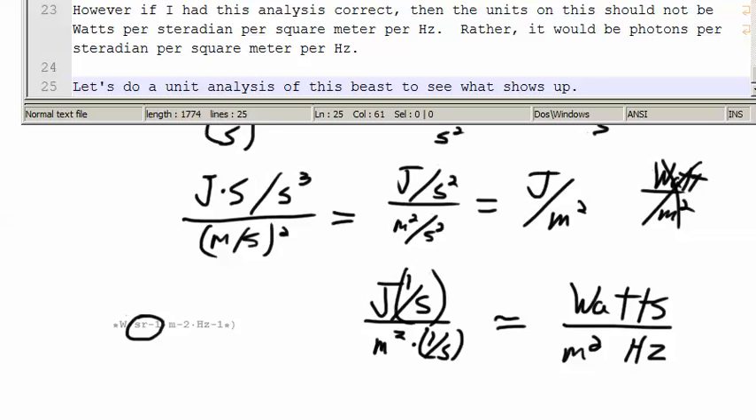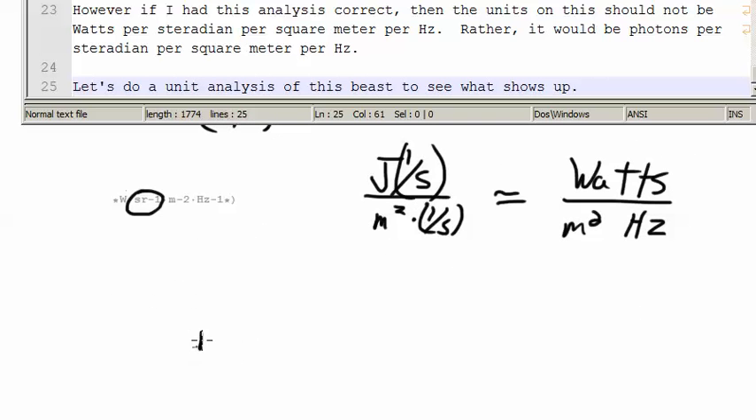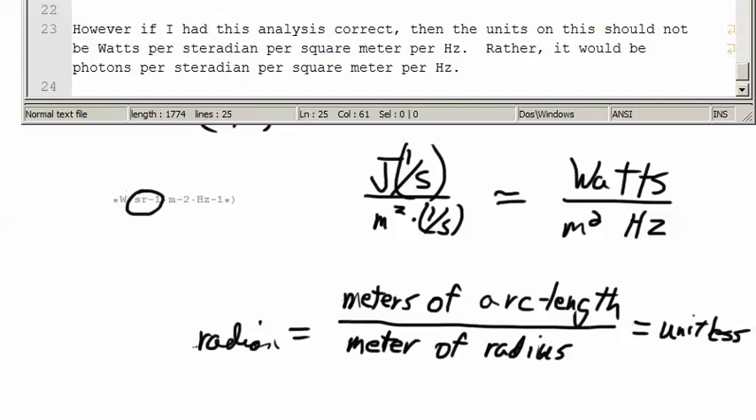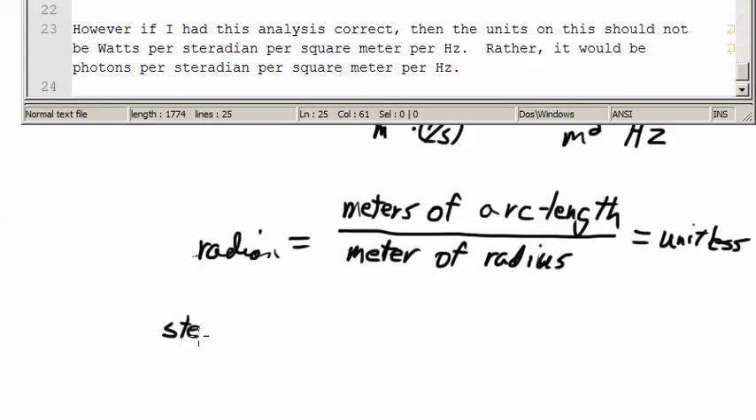Well, if it's anything like the radian, which is a meter of arc length divided by a meter of radius, then if the radian and the steradian are similar, this comes out to be meters per meter, or unitless. So is a steradian, which is, I believe, a steradian is equal to 1 over 4 pi times the celestial sphere.